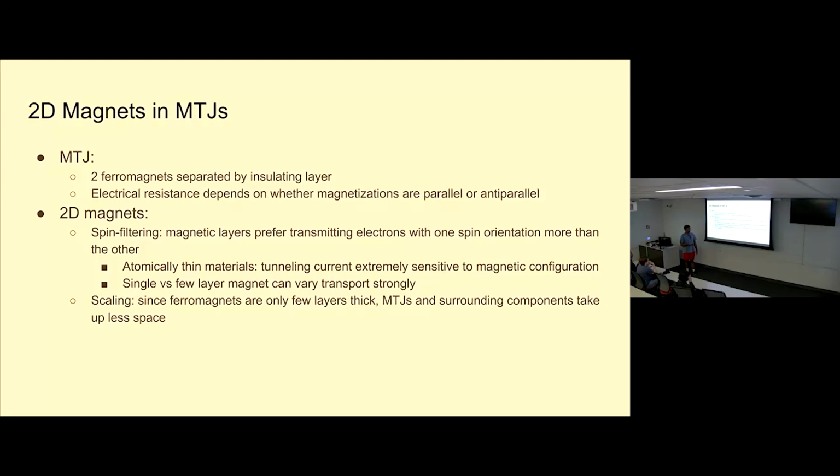Also, the scalability of 2D magnets is very important, since the ferromagnetic layers will only be a few layers thick, so the MTJs and other surrounding electrical components will take up much less space in devices.